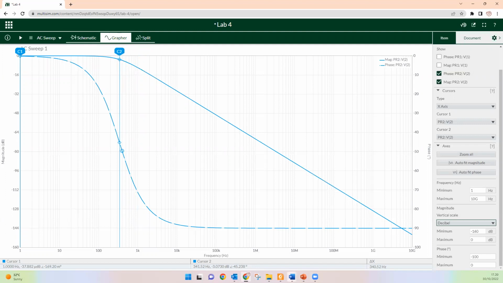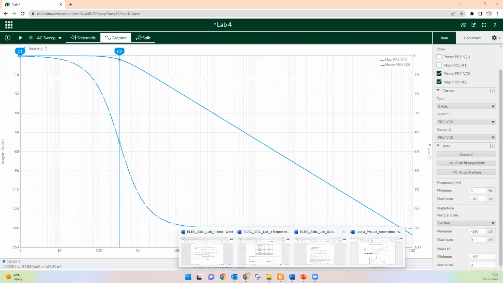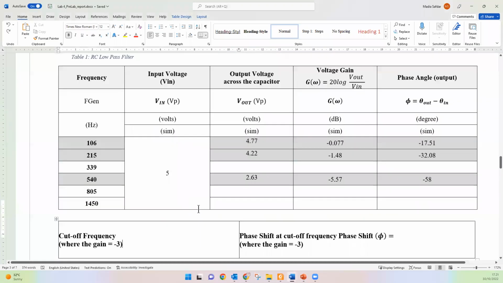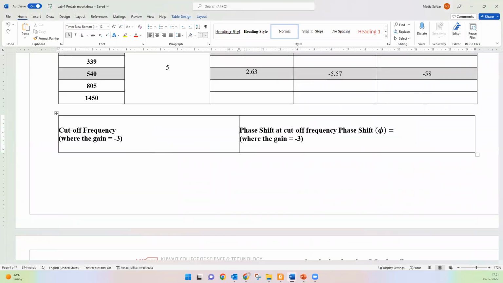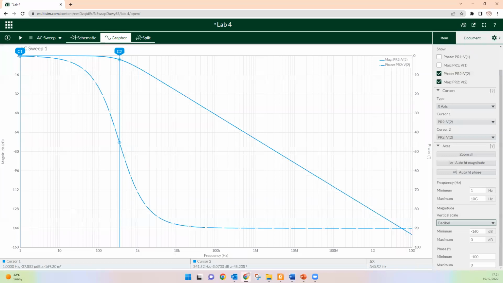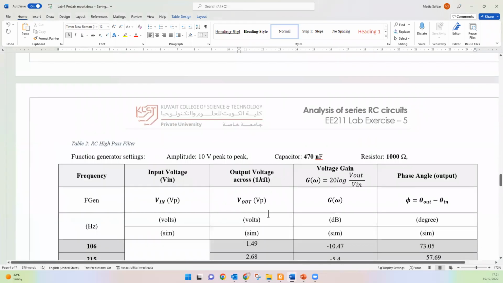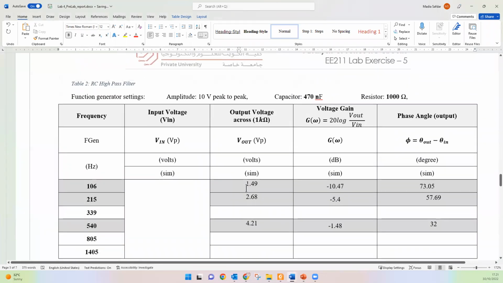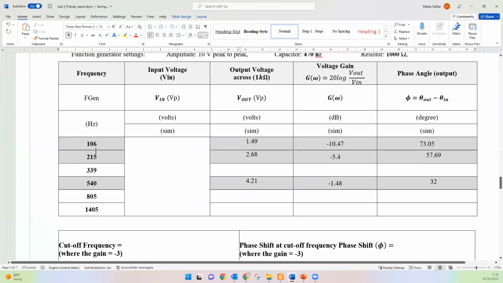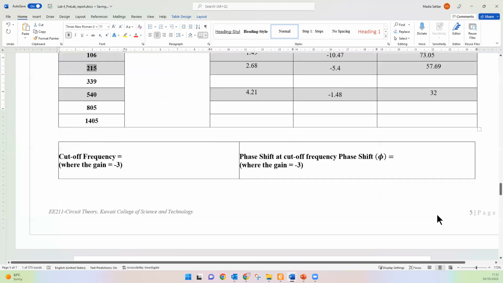You will take this screenshot, and then fill this in: 341.52 hertz, you will write it here. It is equal to 341.52, and the angle is minus 45 degrees. You will take one screenshot. It is the same thing; then you will change the frequencies and then you will get these values.